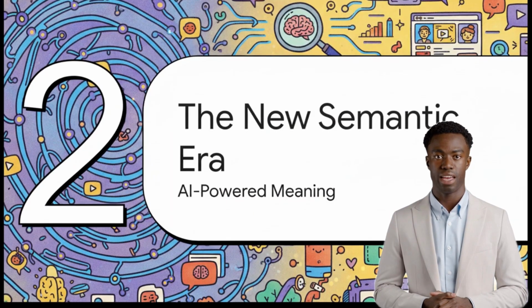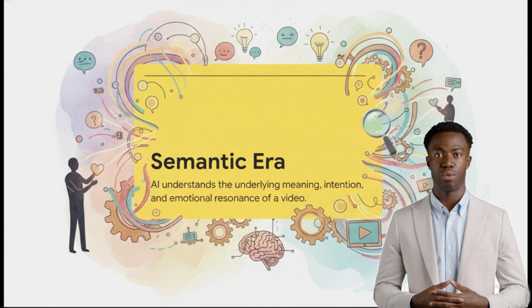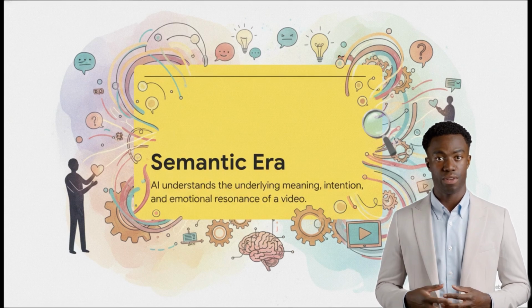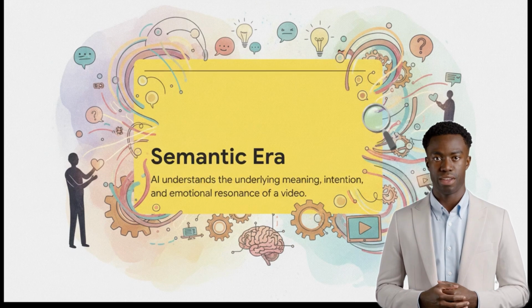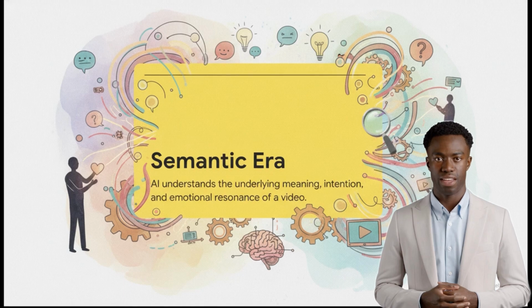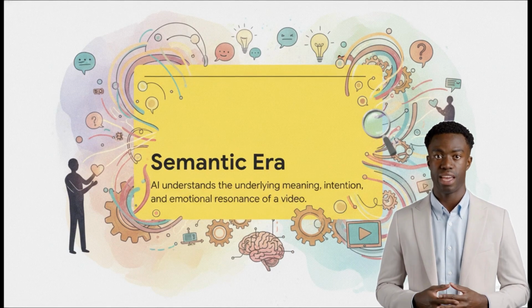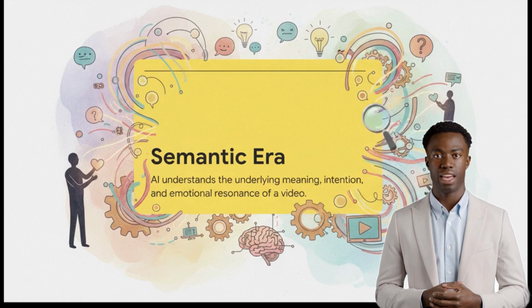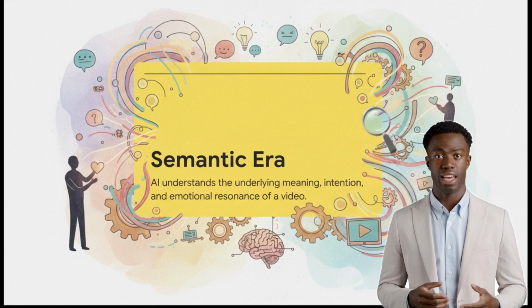Section 2, the new semantic era. YouTube's recommendation engine recently went through a massive transformation entirely powered by advanced AI. And guys, this isn't just a minor patch or update. It has fundamentally altered the platform's DNA. We've officially entered what's called the semantic era. Now, semantic basically just means relating to meaning in language or logic. But in the context of this algorithm, it means the system has evolved way past merely recognizing what is happening in your video and is now actually capable of understanding why that video exists. It's actively looking for the underlying meaning, the creator's intention, and the true emotional resonance it has with the audience.